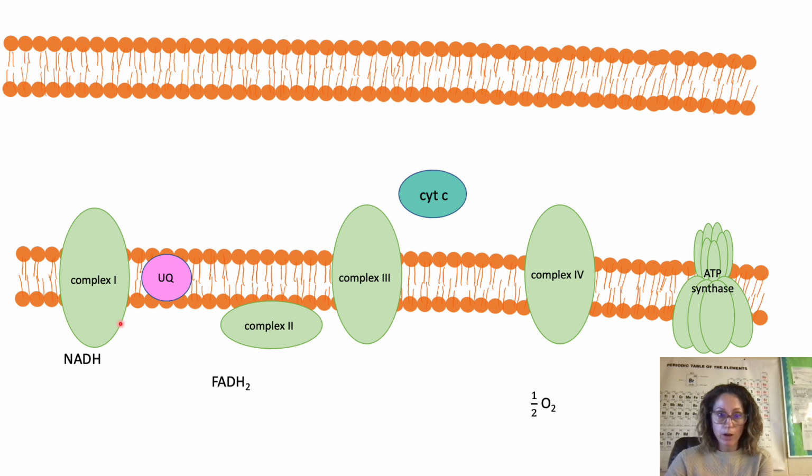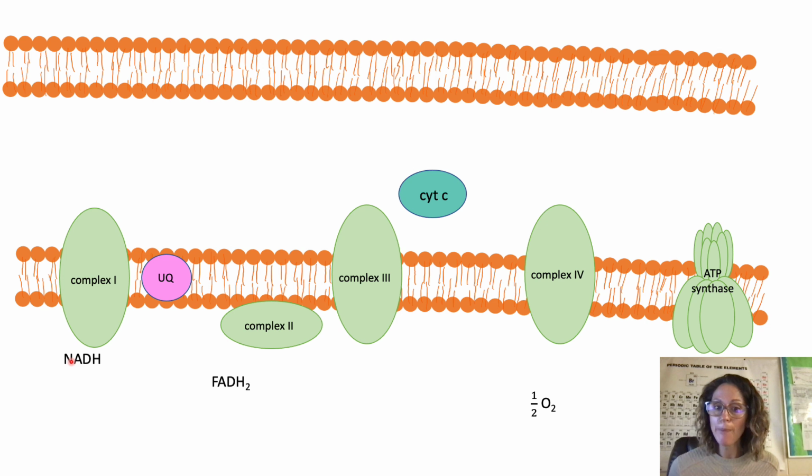So what's interesting about complex 1, UQ, complex 3, cytochrome c, and complex 4 is they're arranged based on their electronegativities. And of course, oxygen is part of that as well. Oxygen is the most electronegative. Complex 4 is a little less electronegative, and so on down to the least electronegative. If we think about electronegativity, we're thinking about a pull on electrons. So they're bullies if they're very electronegative.